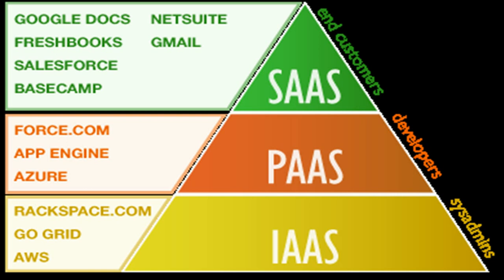Okay, so first we'll look at SaaS, software as a service. The best example is Google Docs, right? And Gmail, FreshBooks, Salesforce, Basecamp, NetSuite. These are all used by the end customers. For PaaS, they have Force.com, App Engine, Azure. These are famous for PaaS. And for IaaS, they have Rackspace.com, GoGrid and AWS.